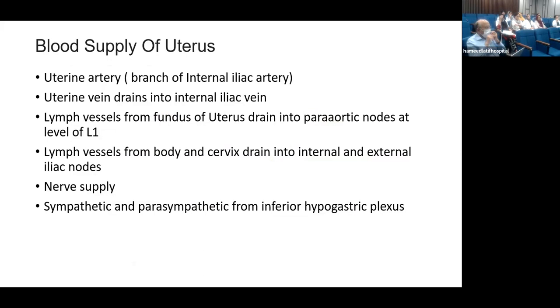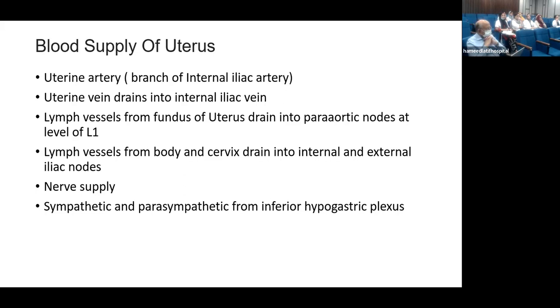The uterus is supplied by the uterine artery, which is a branch of the internal iliac artery. The uterine artery reaches the uterus by running medially in the base of the broad ligament. It crosses above the ureter at right angles and reaches the cervix at the level of the internal os. Then it runs along the lateral margin of the uterus and anastomoses with the ovarian artery, which also supplies the uterus. The uterine vein also drains into the internal iliac vein.